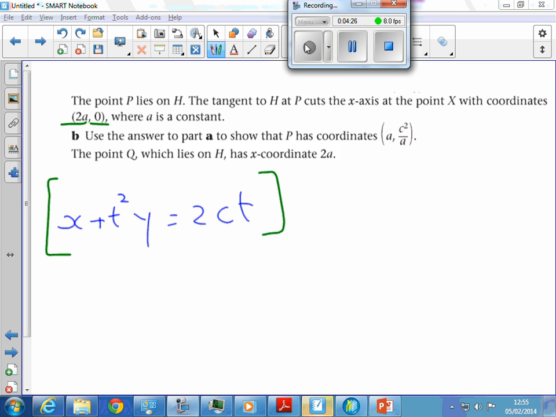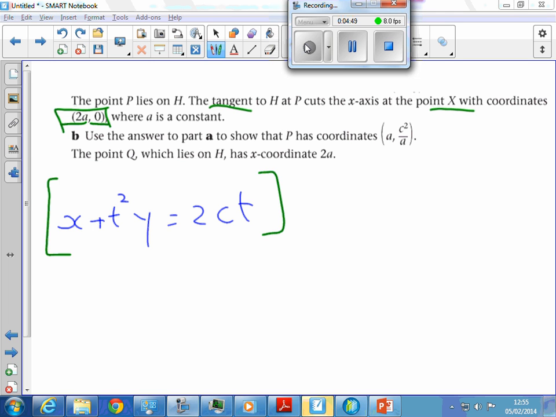to this equation, because the tangent cuts the x-axis at the point X. So the point X lies on the tangent. We have the equation of the tangent from part A. So they're telling us to use the answer to part A to show that P. So let's just find the value of t first.